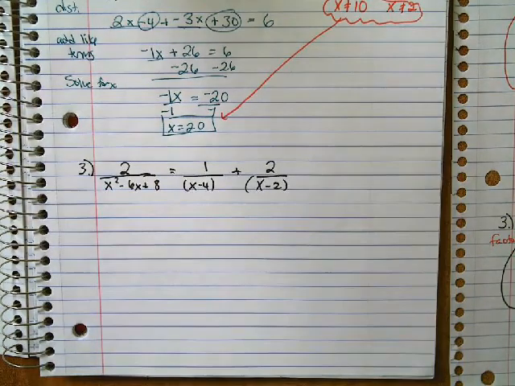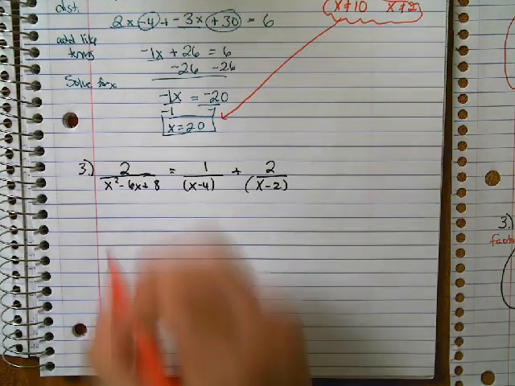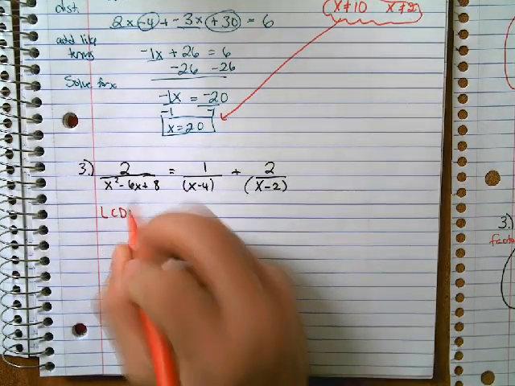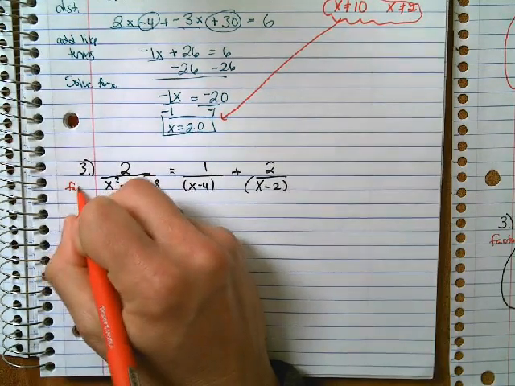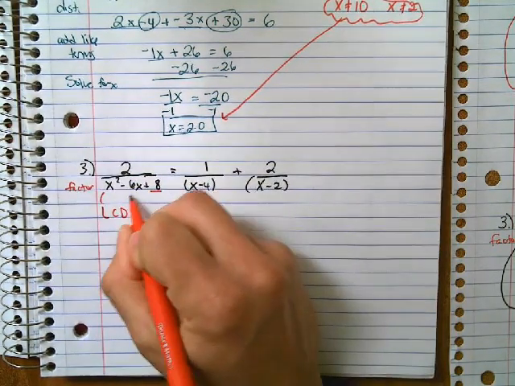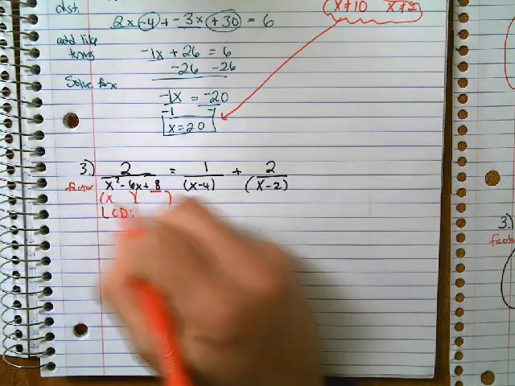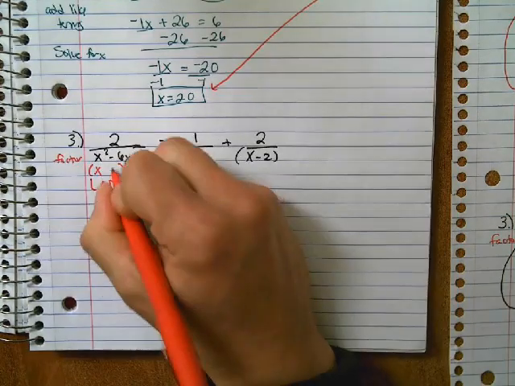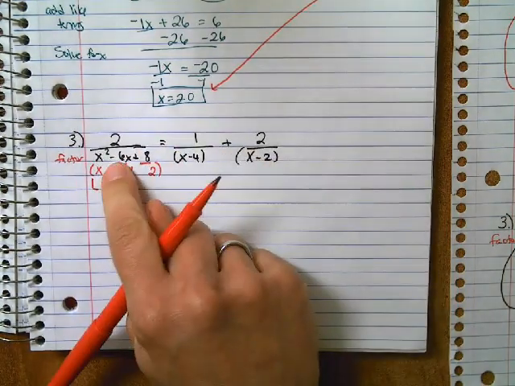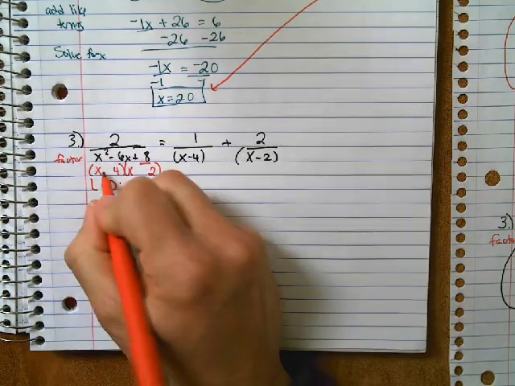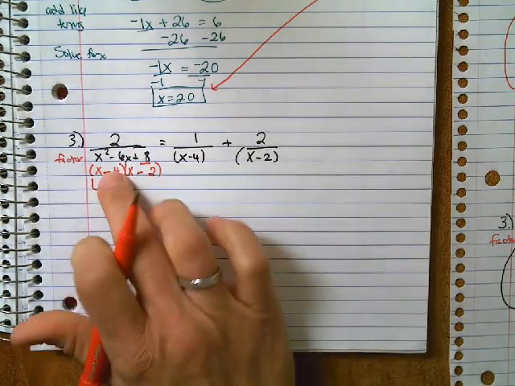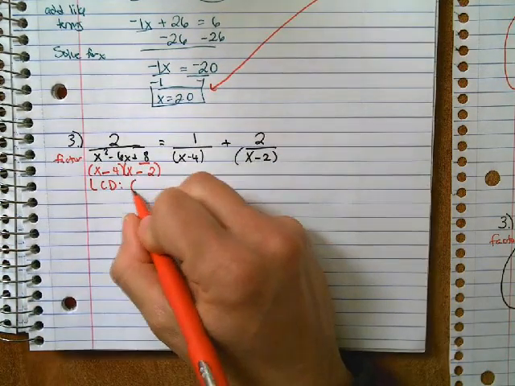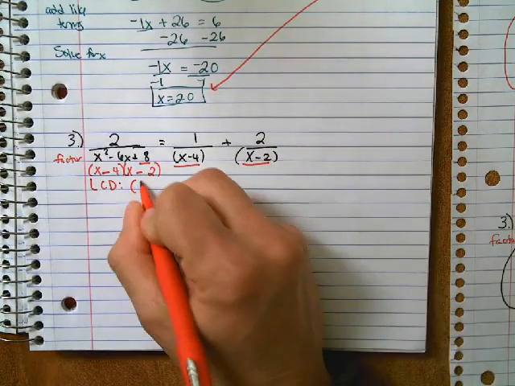Alright, so first we're going to find the least common denominator. I have a quadratic, which means that I'm going to need to factor my quadratic. Looking for what multiplies to be 8 and adds to be -6. 8 would be 4 and 2. My middle sign is a negative, my last sign is a positive, so negative times negative makes a positive. -4 plus -2 is -6. My middle fraction has x minus 4, and my right fraction has x minus 2.